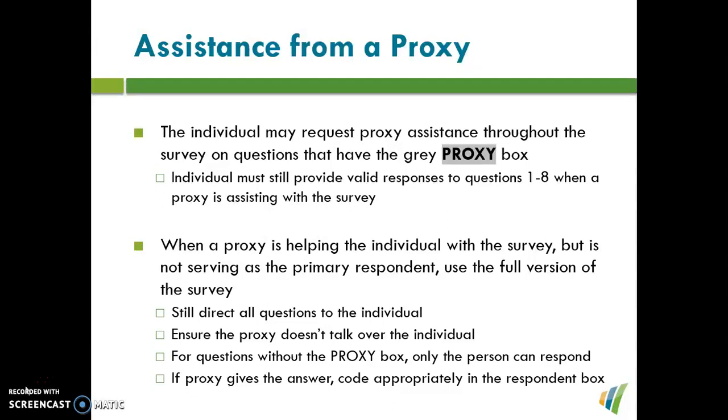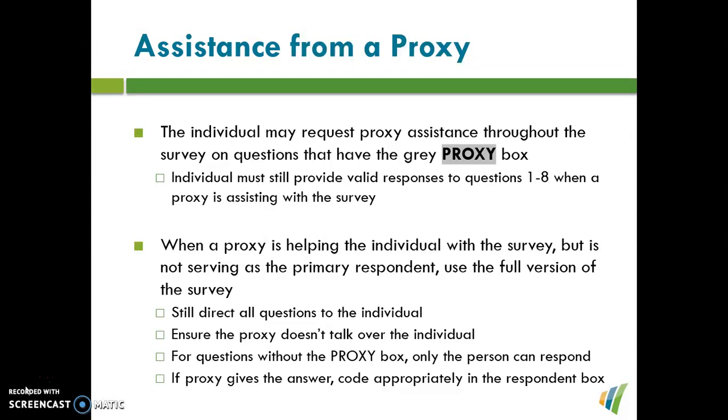Any question that does not have that gray proxy box can only be answered by the person who's receiving services. So as you're going through the survey, if the proxy has been giving a couple of answers, you'll just want to make sure when you get to a question where only the individual can answer, you let both the proxy and the individual know ahead of time that now this is only for the person who's getting services.